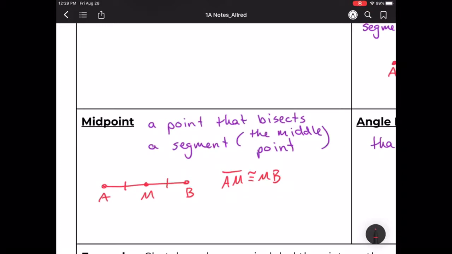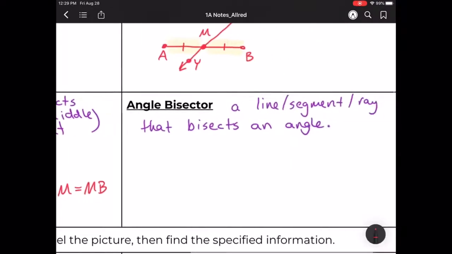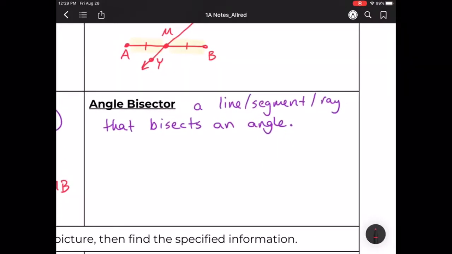So if M is the midpoint, what that tells me is those are congruent segments, and this idea leads me to the fact that the length of AM is equal to the length of MB. Okay? So if we have congruent segments, then lengths are equal, and we're going to use that in some problem solving today. And then finally, we have one more definition here, and that is an angle bisector.